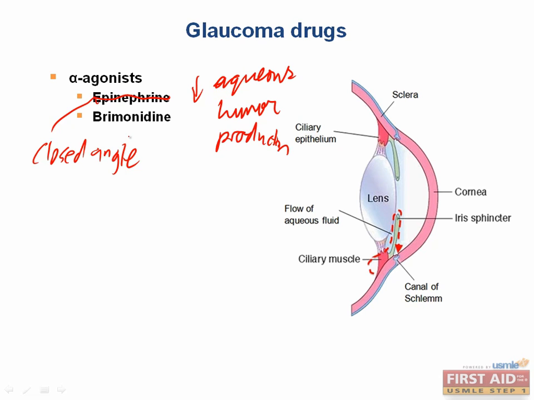Why is this? You should remember that epinephrine causes mydriasis, which is simply dilation of the pupil. When the pupil dilates, this further closes the angle at this point here, and that exacerbates the problem of closed-angle glaucoma.